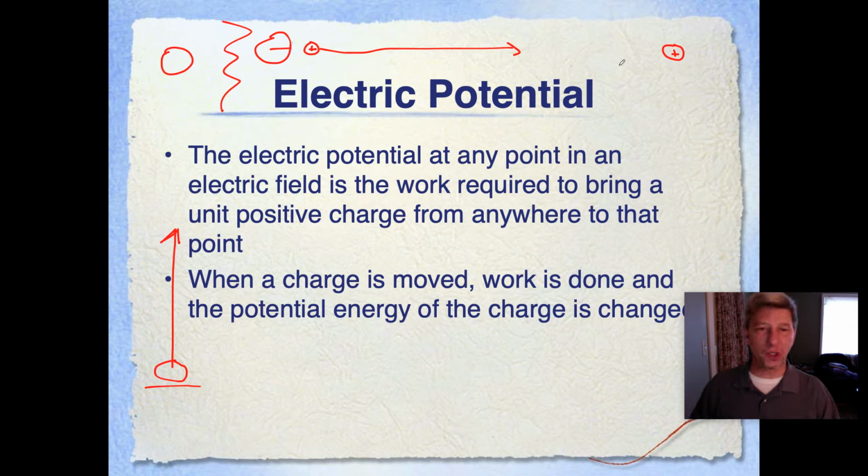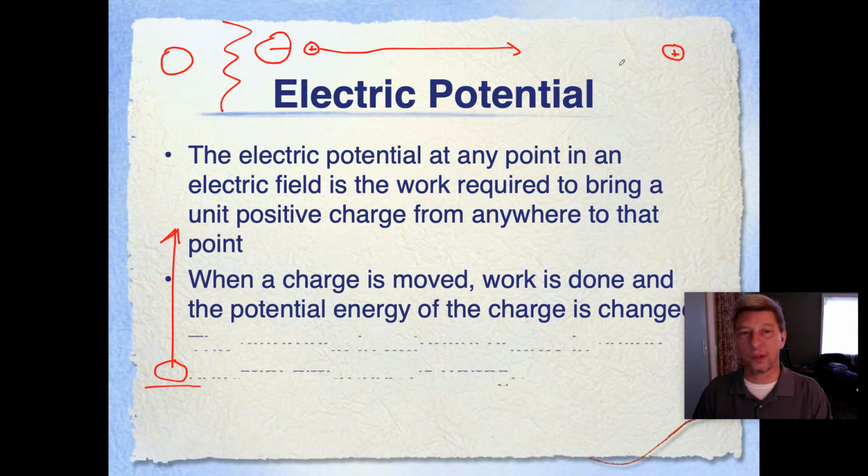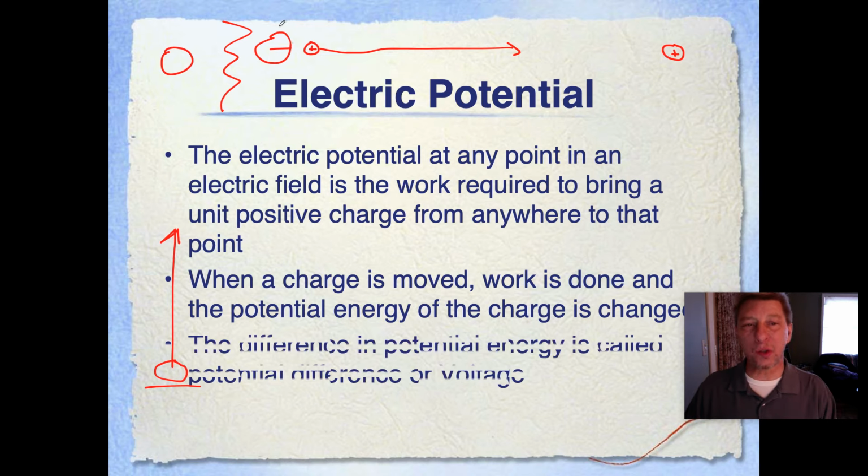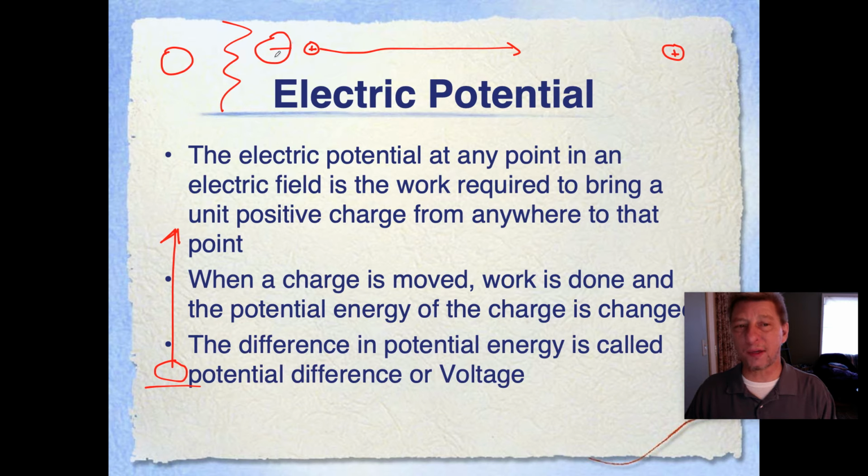So by definition, the electric potential at any point in an electric field is the work required to bring a unit positive charge from anywhere to that point. How much work do I do? Now, keep in mind also that if the point charge is positive, then the positive test charge wants to be out here, all right, and so you'd have to push it in order to get it closer. But the moral of the story is that when a charge is moved, work is done, and the potential energy of the charge is changed.